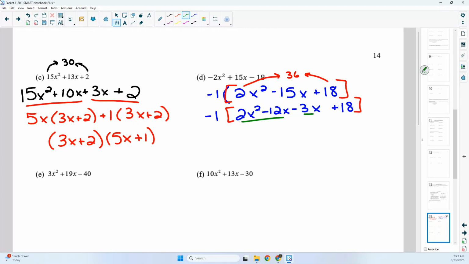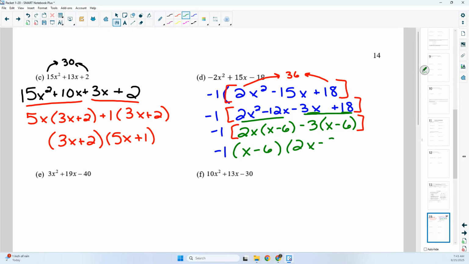So when I group, 2x times x minus 6, I want to take out a negative 3, which will flip both of these signs to also be x minus 6. This is all happening with a GCF of negative 1 on the outside. And in my last step, I'm going to basically drop the brackets and just write stuff in parentheses. So I take out x minus 6, and then write 2x minus 3.